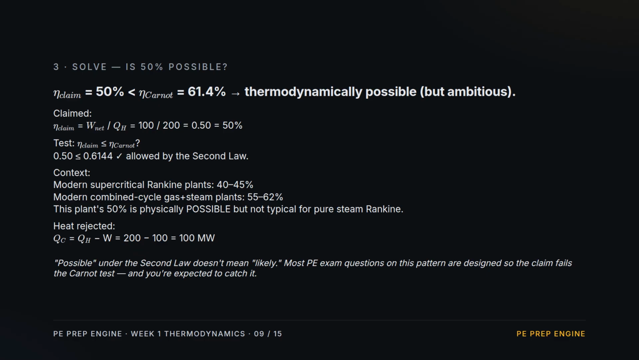For context, supercritical steam Rankine plants hit 40 to 45%. Combined cycle plants exceed 55. 50% is plausible for a very well-designed plant, not typical. Heat rejected is QH minus W net, 100 megawatts. Most exam questions on this pattern are rigged, so the claim fails the Carnot test.